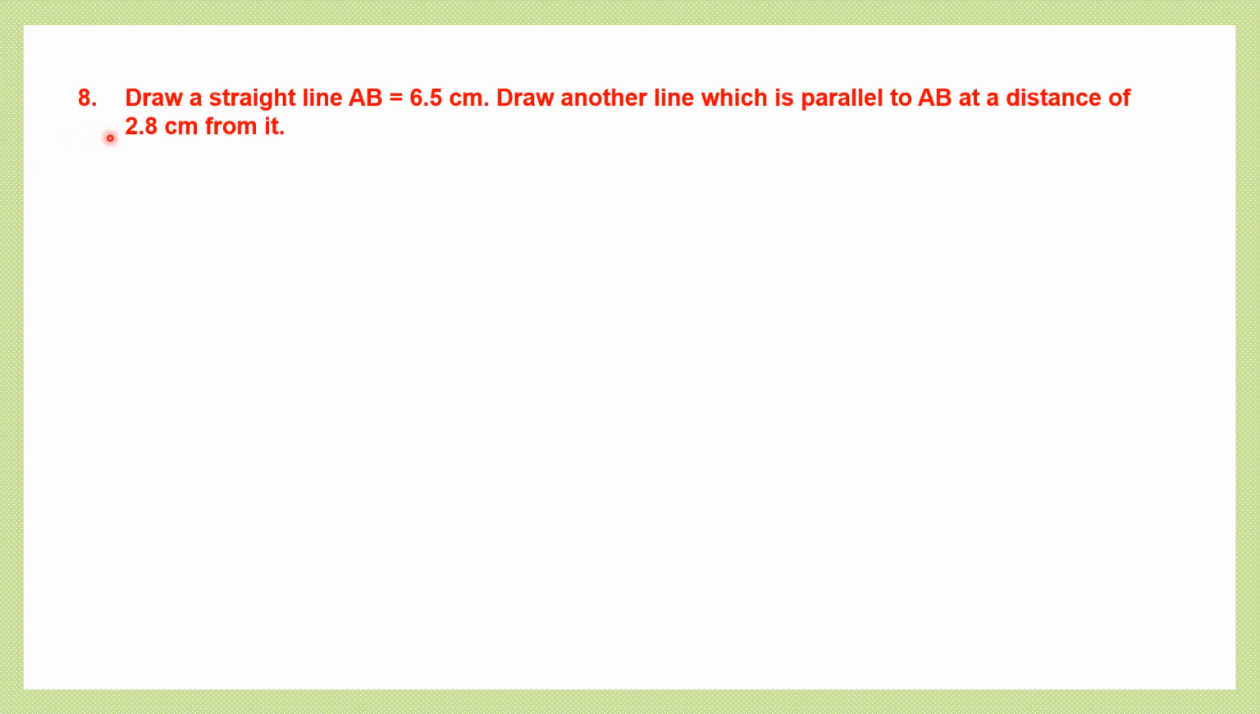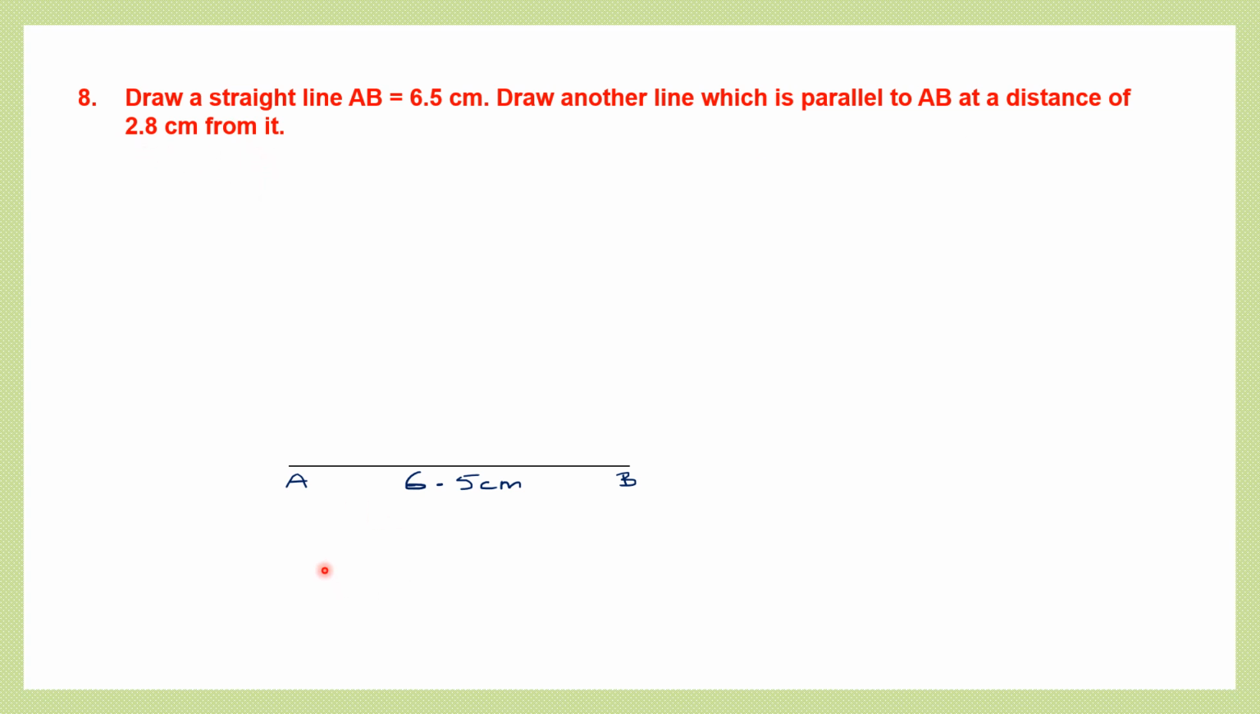Another way of doing question 8. Let's try that. Draw a straight line AB equals 6.5 centimeters. That's the first step. So we have our line. Now let's mark it as AB. Remember to use the ruler or the straight edge and get your 6.5 centimeters. So we have 6.5 centimeters. Again, to draw another line which is parallel to line AB at a distance of 2.8 centimeters from it.